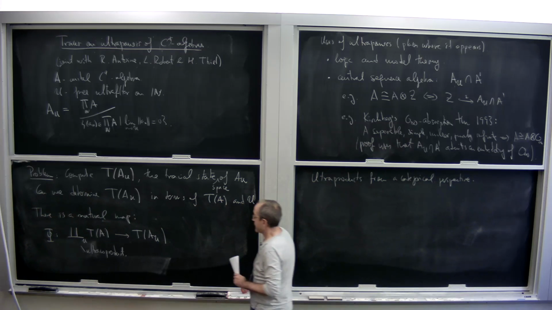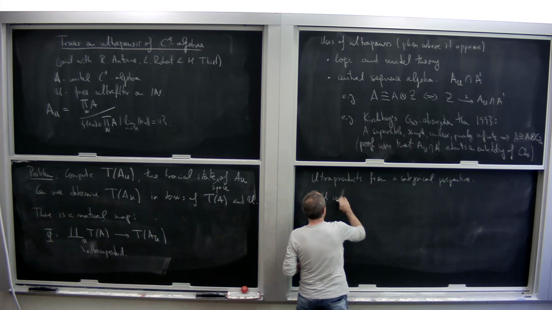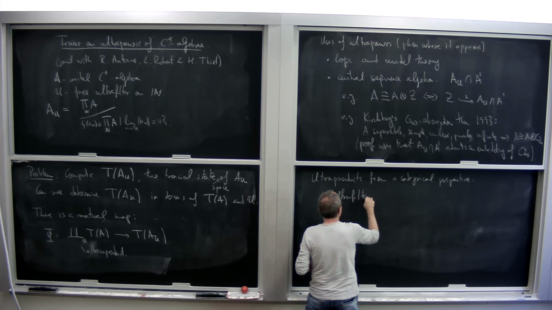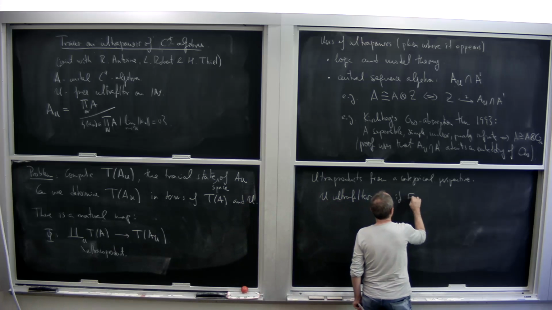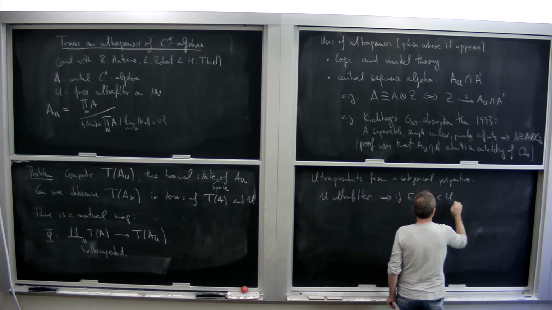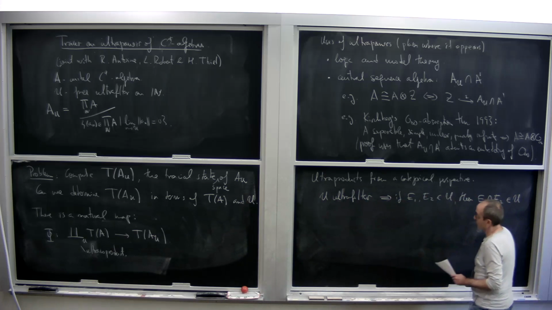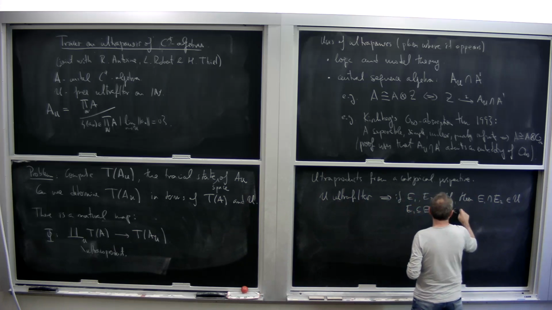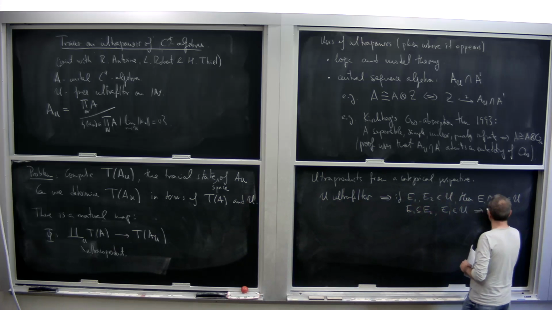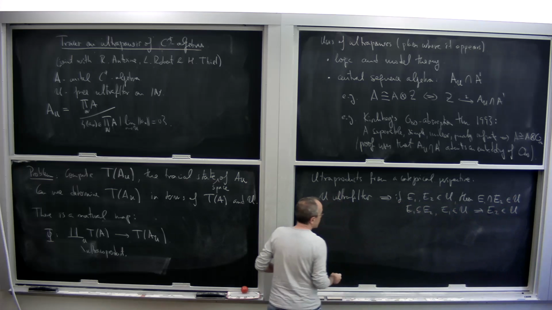And well, the first thing is that since U is an ultrafilter, in particular, it's closed under intersections of its members. So if E1, E2 are elements in U, then the intersection is in U, and also if E1 belongs to U and E1 is included in E2, then E2 also belongs to U.